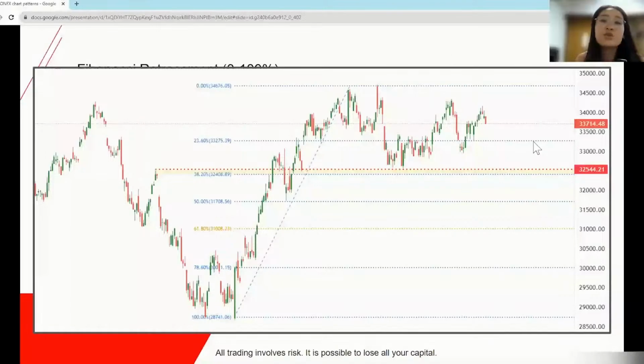So if you have this and then you couple that with your indicators as well as some of the chart patterns that we've mentioned earlier, then you can see there's a higher chance that your analysis will be correct.